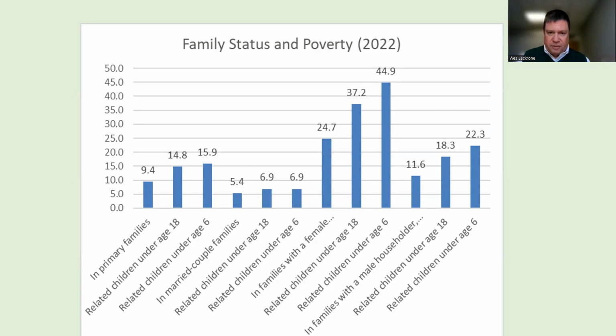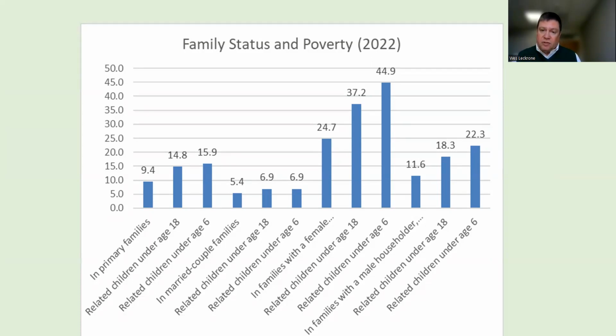Just all families with a female head of household, almost a quarter live in poverty. But then when we start taking a look at female head of household with children, if there's children under the age of 18, well over 1/3, 37.2%, are in poverty. And the younger the children are, the more likely that that family is going to be in poverty. So very nearly half of the households with a female head of household and a child under age 6 are families that live in poverty.